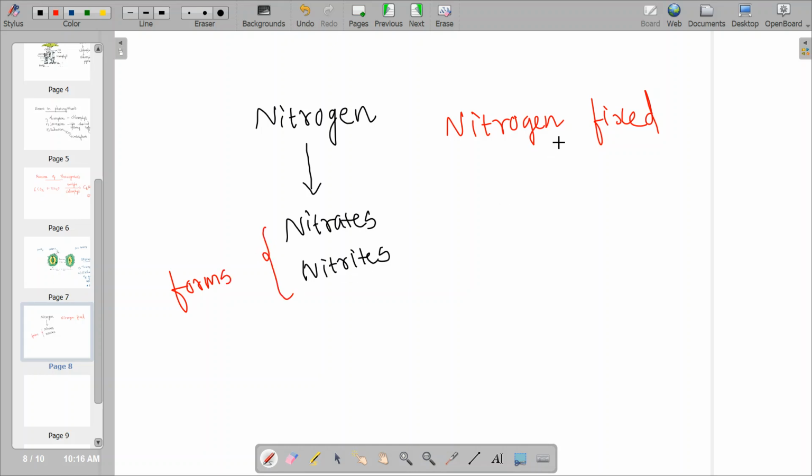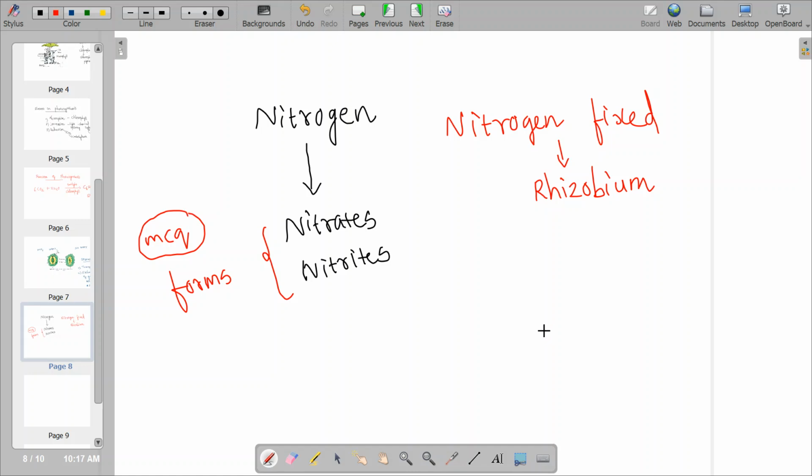Nitrogen is fixed by a bacterium called Rhizobium. Rhizobium lives in the root nodules of leguminous plants. This particular bacterium can fix the nitrogen into nitrites or nitrates. So this is one MCQ question: in what forms do plants take up nitrogen?